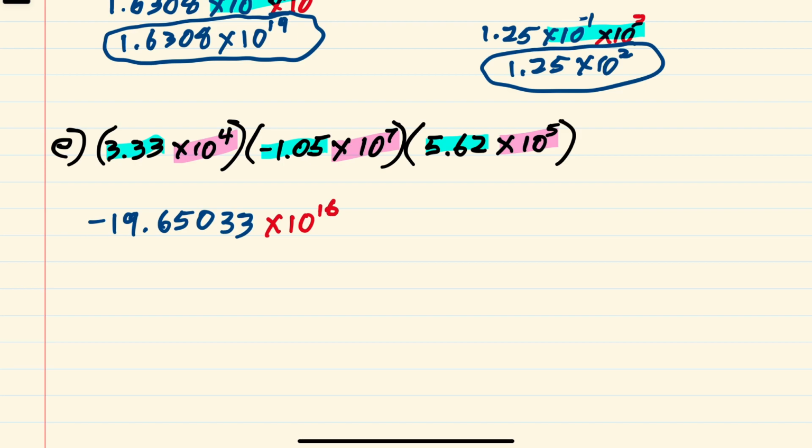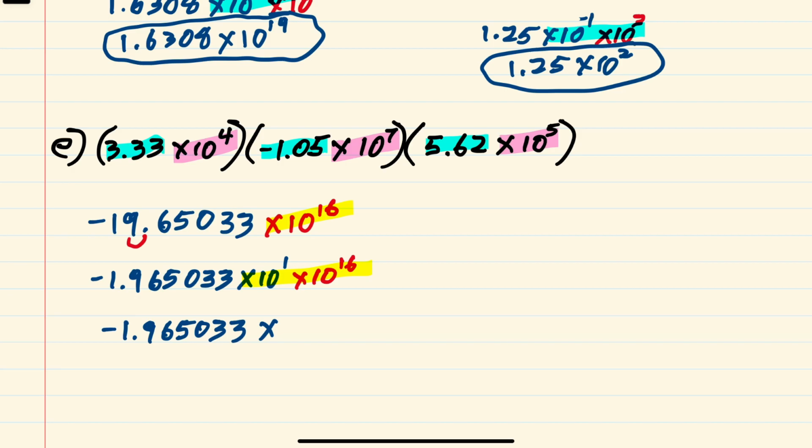And since this first part is not in scientific notation, I would again ignore the end, and turning this first part into scientific notation would be moving the decimal one place to give me a negative 1.965033. And that is now in scientific notation. I move the decimal one place, and since the 19 was too large, this is a positive 1. Bringing down the times 10 to the 16 means we can now combine those to be negative 1.965033 times 10 to the 1 plus 16, or 17.